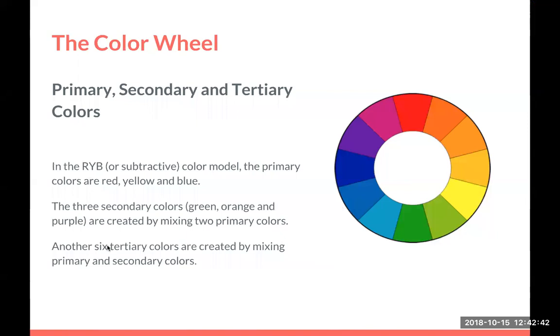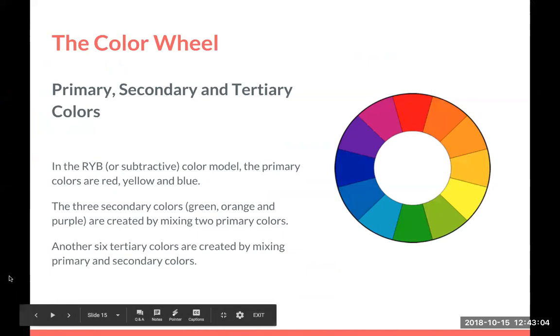The 3 secondary colors are green, orange, and purple, and they are created by mixing 2 of your primary colors. So again, green, orange, purple. Sorry about that, I went across.